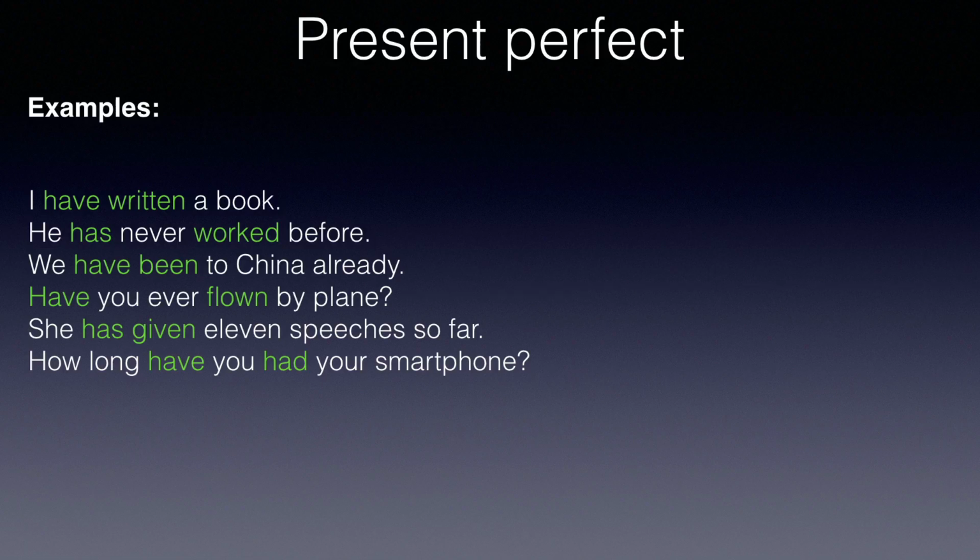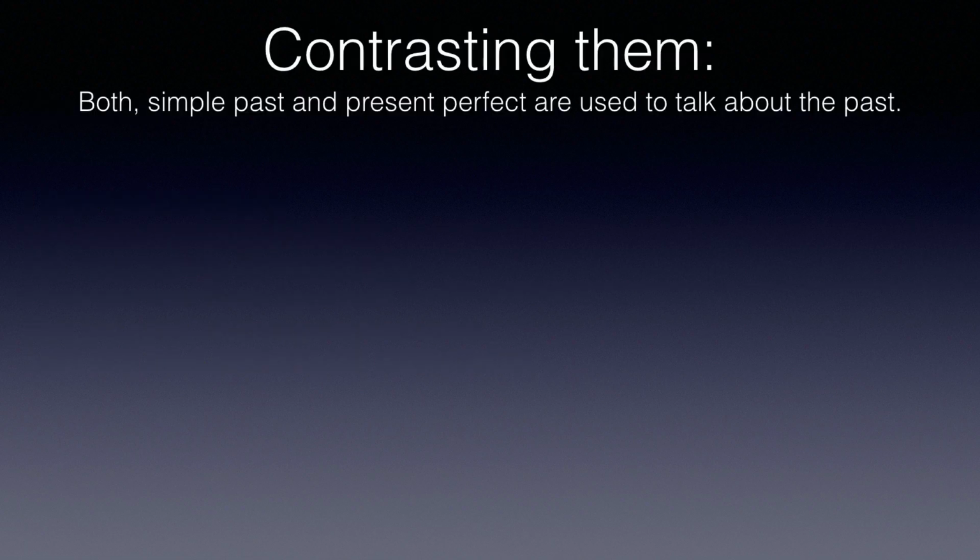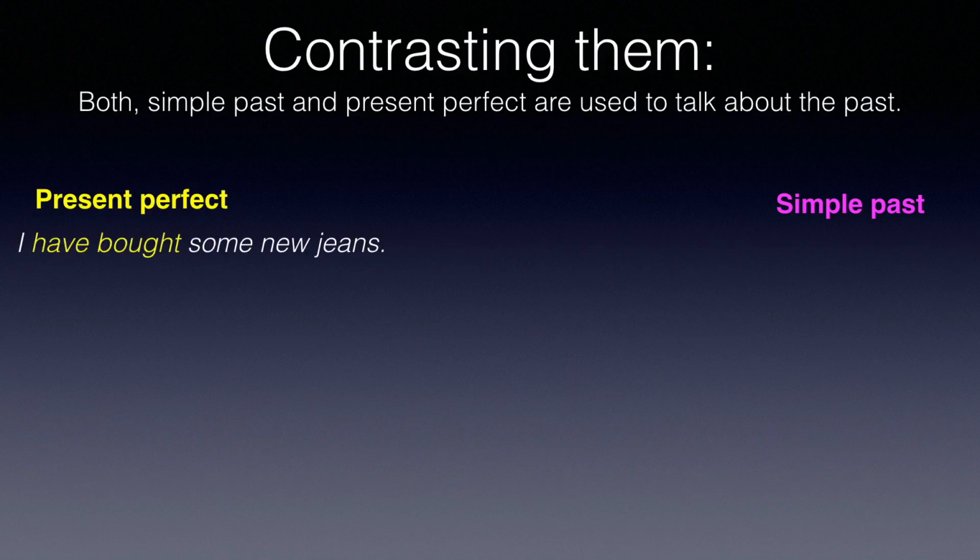Good. Now, let's contrast the simple past and the present perfect. They are both used to talk about the past. Here we've got the present perfect, over there the simple past. Example sentence: I've bought some new jeans.